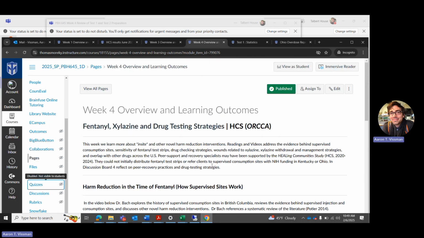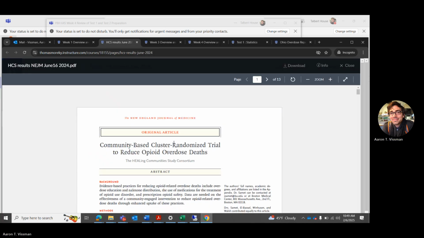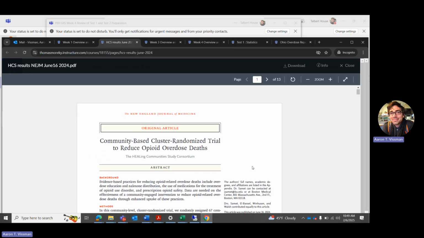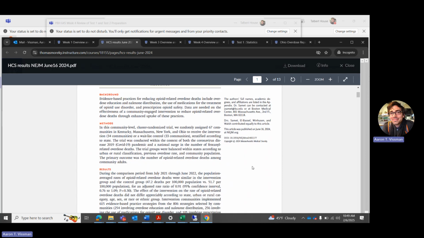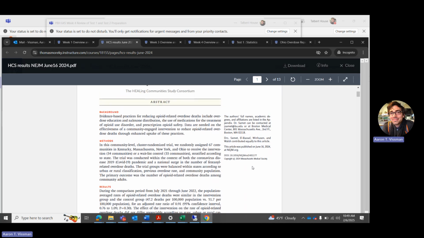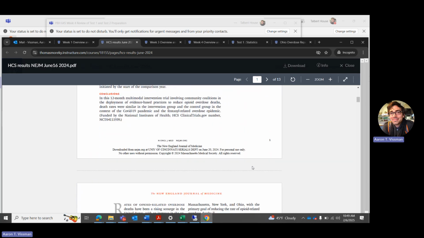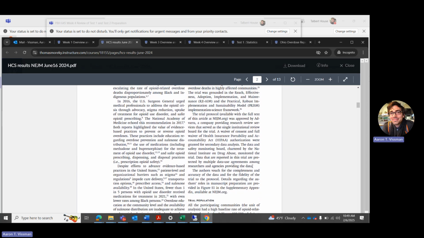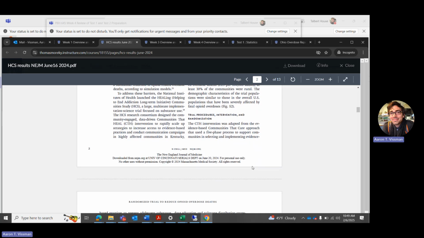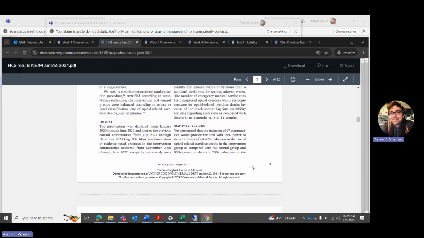But what I wanted to do first was take a peek at test 1 results. And by now, really, you should understand the basic design of the Healing Communities Study as it was a multi-site parallel group cluster randomized waitlist controlled trial involving 67 communities, 34 in the intervention arm and 33 in the waitlist control arm. Obviously, Kentucky, Massachusetts, New York, and Ohio were included in this study.